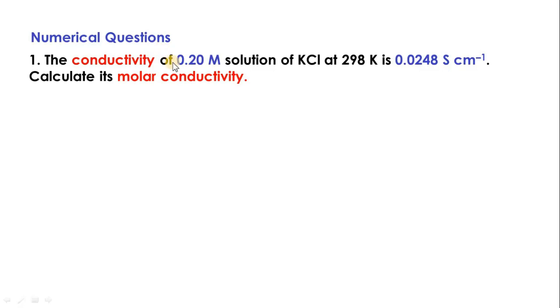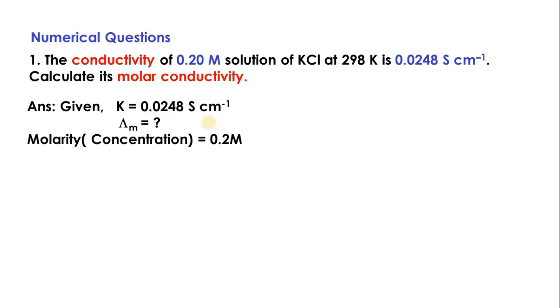The conductivity of 0.2 molar solution of KCl at 298 Kelvin is found to be 0.0248 Siemens centimeter inverse. Calculate molar conductivity. First let us write down the values they have given. They have given conductivity, that is 0.0248 Siemens centimeter inverse. They have given molar concentration, that is 0.2 molar, and they asked us to calculate molar conductivity, that is lambda m. So we have to calculate lambda m.